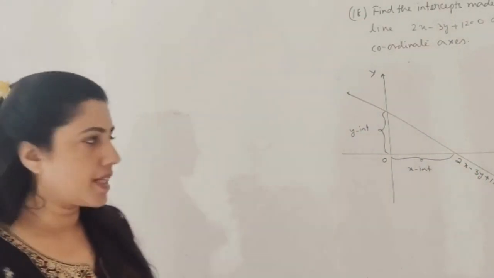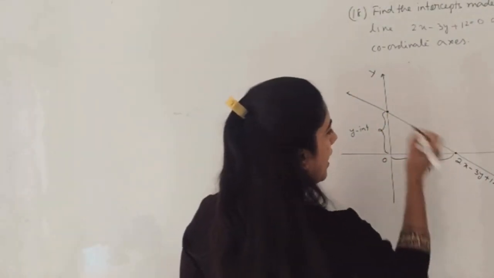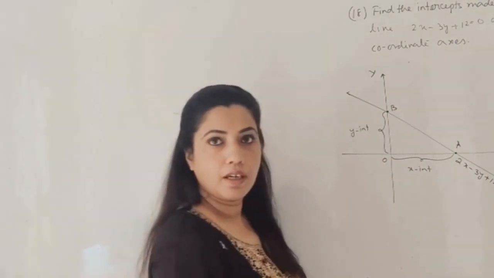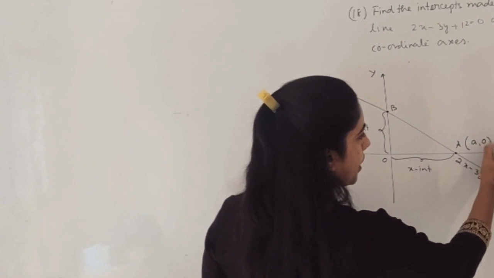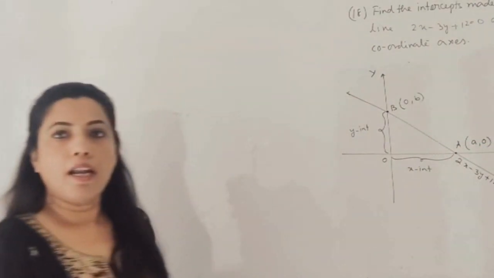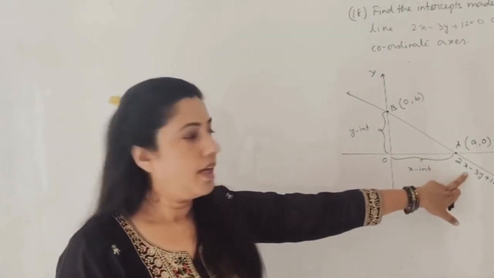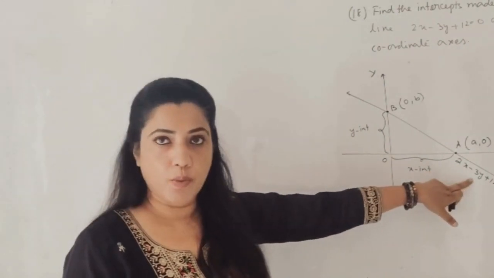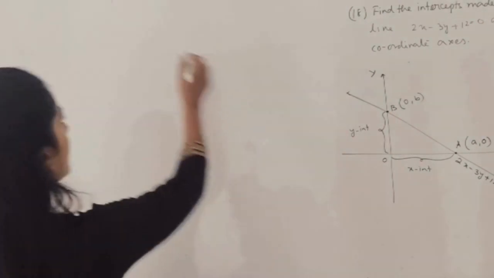Okay? So let us consider this line is intersecting the x and y axis at point A and point B respectively. Clearly from the diagram we can say point A is (a, 0) and point B is (0, b). Now very clearly, if this point lies on this line, then if we put (a, 0) in place of x and y, it should satisfy. Same thing with this point also. So let us do this.